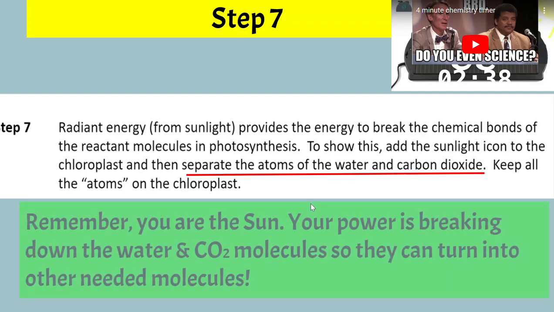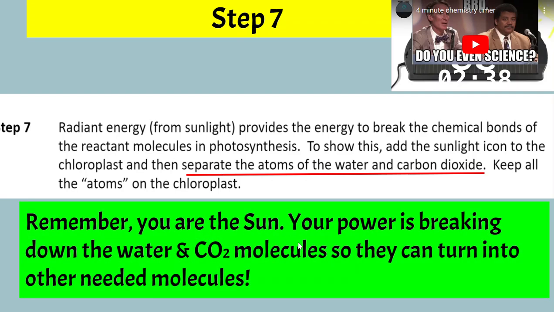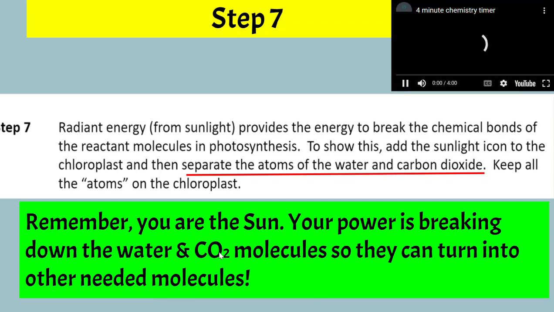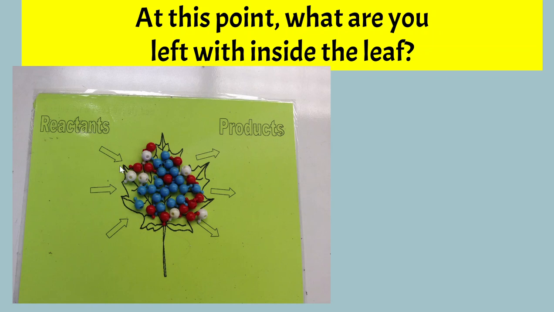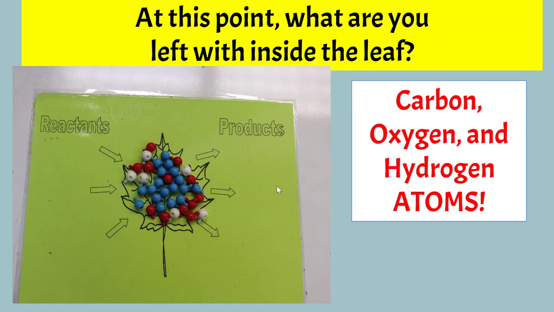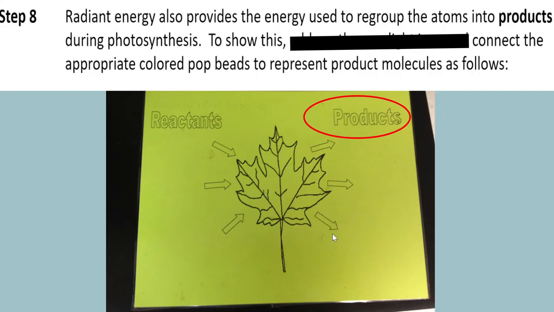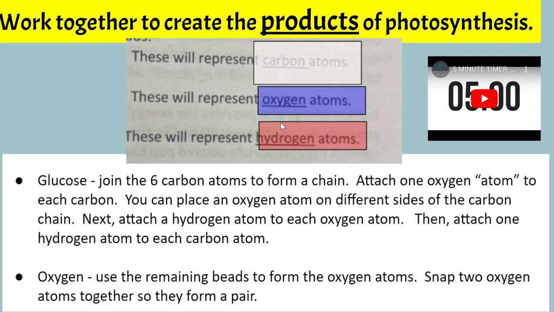All right, so we talked about this. We have separated atoms. And remember, we are the sun. We broke apart water and carbon dioxide molecules, made them into loose atoms, and then it looked like this. And so we now have carbon, oxygen, and hydrogen atoms loose, and we're going to put them together and make some products. Remember, again, we have white carbon atoms, blue oxygen atoms, and red hydrogen atoms.